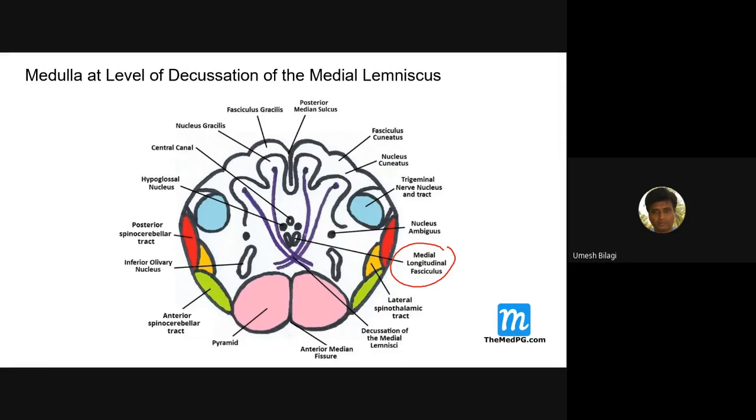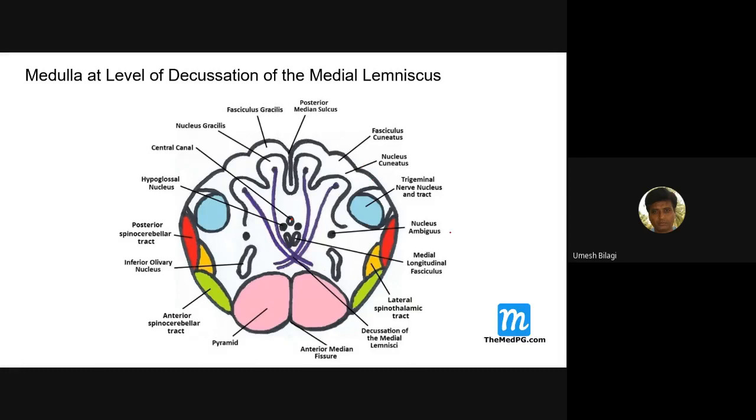They are in the medial part, and just focus on this hypoglossal nerve, which is very much medial. Hypoglossal nucleus. That's why in medial medullary syndrome, the hypoglossal nerve is involved. In lateral medullary syndrome, the hypoglossal nerve is not involved. Questions can come on that. And this is the central canal.